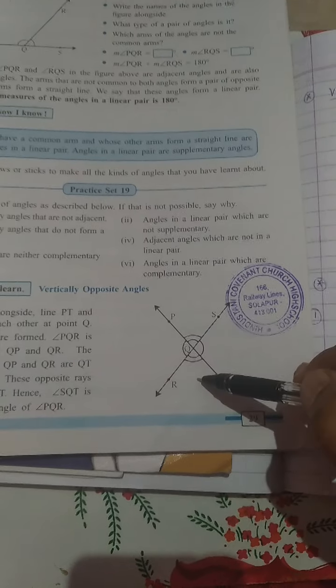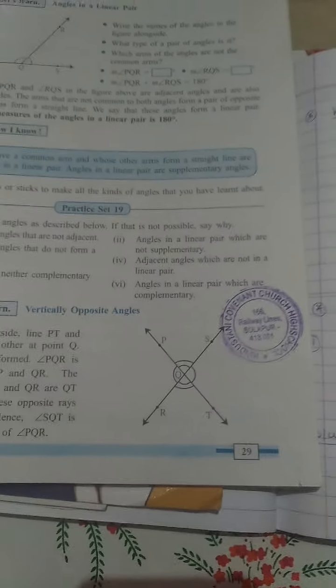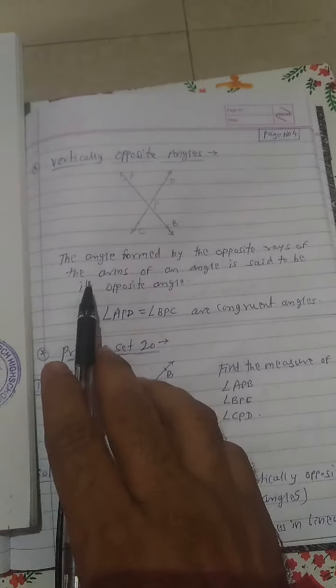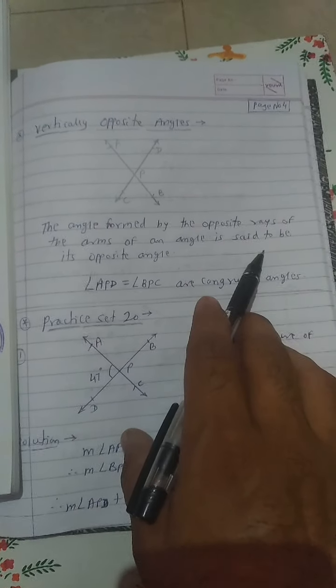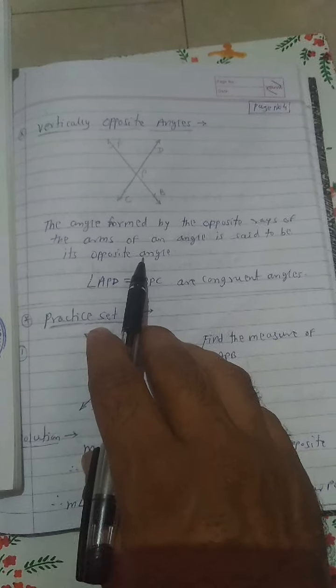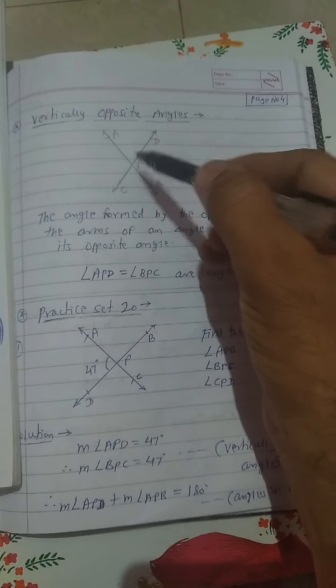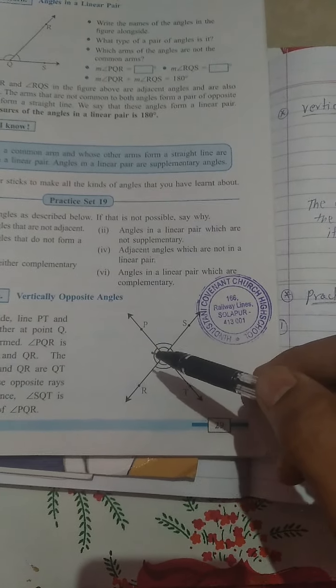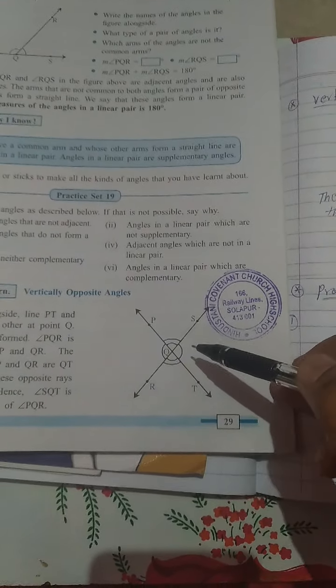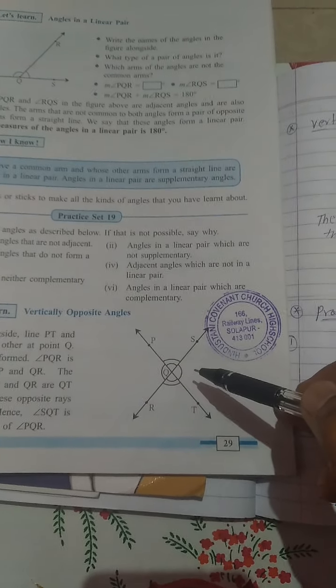Here you get one definition: angles formed by opposite rays of the arms of an angle are said to be opposite angles, and these two angles are congruent. If one angle is 40 degrees, then the opposite one will also be 40 degrees, and if this angle is 50 degrees, then the opposite one will also be 50 degrees. In the next video we will see the next part of this.